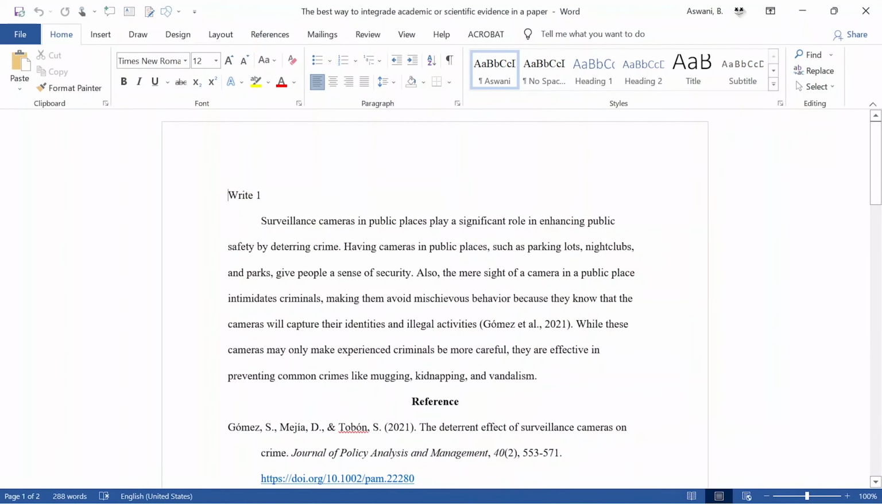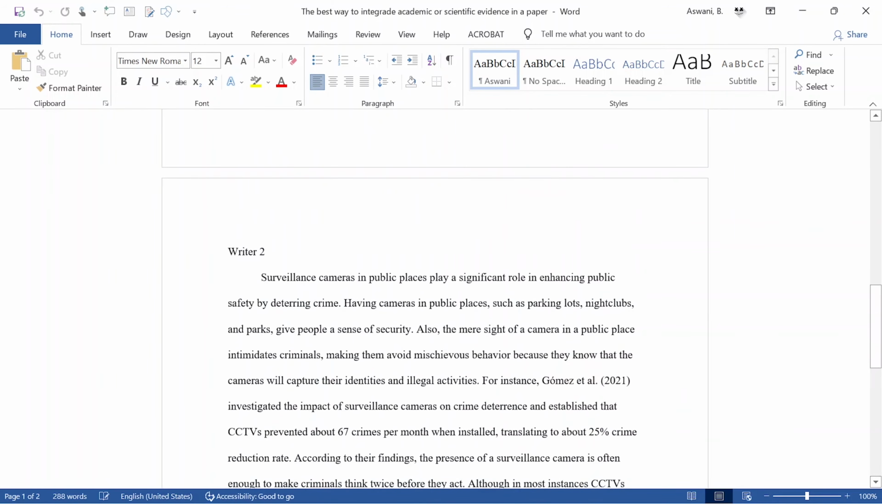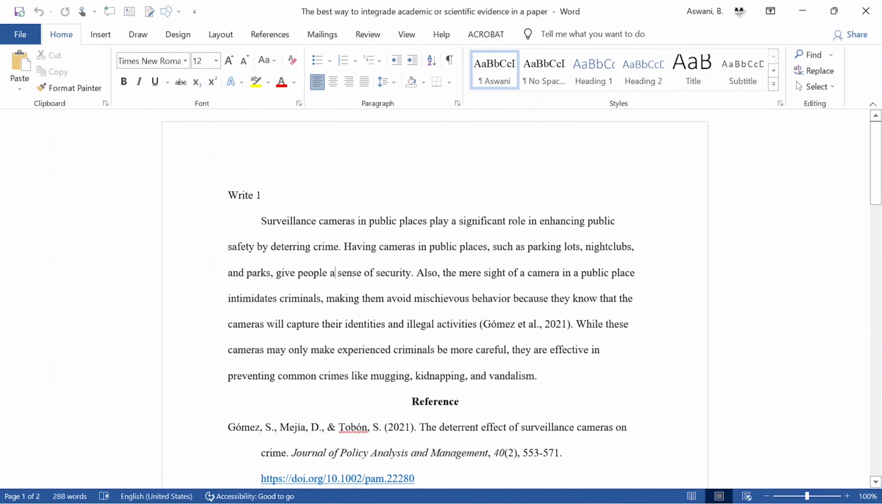So this is writer one, okay? And we have writer two here. So this is just a paragraph I extracted from a paper that was talking about why surveillance cameras are good in public spaces. And this is the point where this writer was talking about these cameras are good because they improve public safety, they reduce crimes, and so on, okay? So let us just read along and see how the writer has integrated the academic evidence, okay?